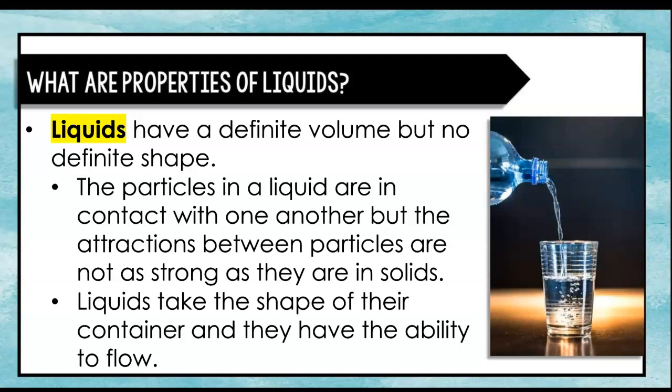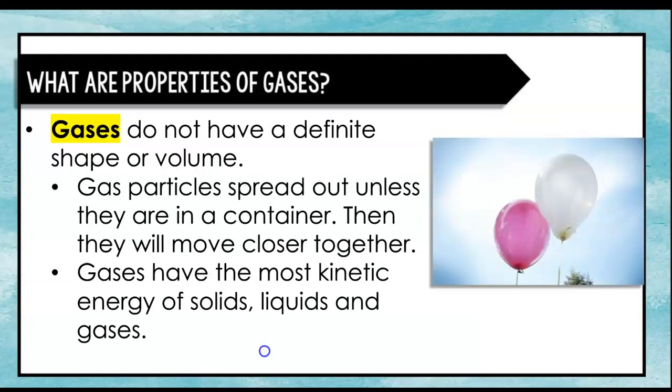The particles in a liquid are always in contact with each other, similar to the particles in a solid. But the attraction between the particles is not as strong as it is in a solid. And this is what allows liquids to flow, because the particles can actually move and slide past each other since they're not so connected to each other. So the particles in liquids can actually flow around each other, versus just the vibration that occurs in a solid.